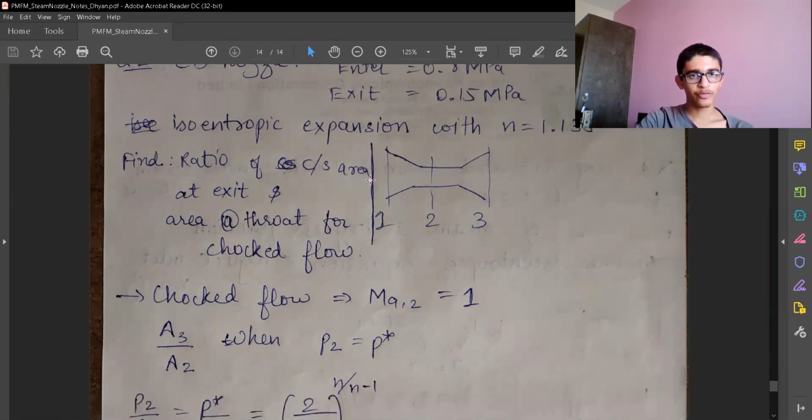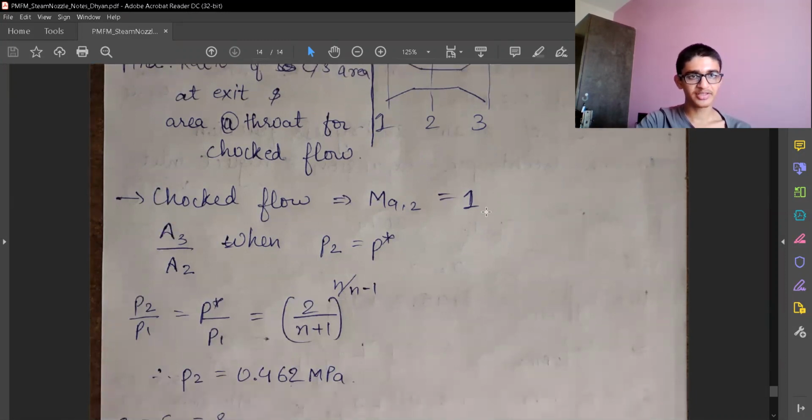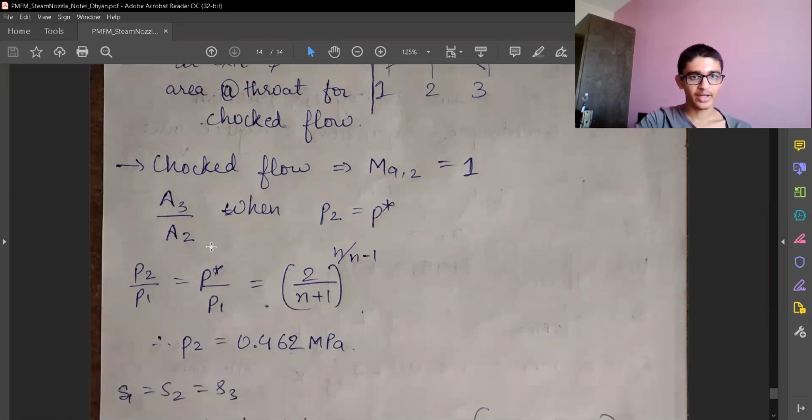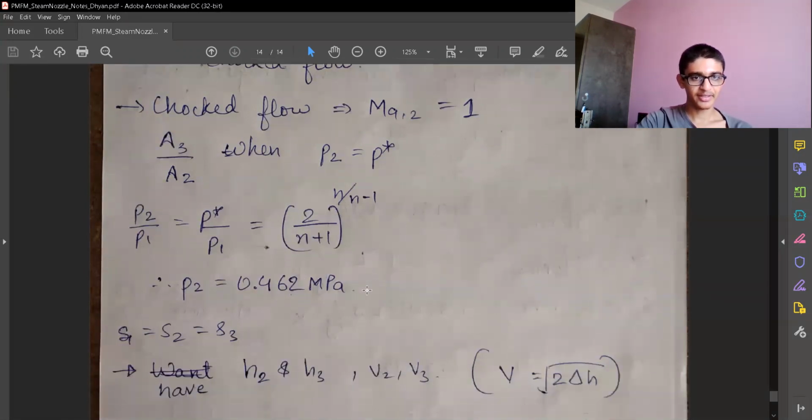We need to find the ratio of the cross-sectional area at exit and the area at throat for choked flow. So we need to find the ratio of cross-section at two points. One point is the exit, another point is the throat, where the choked flow should occur. Choked flow means my Mach number is 1. So we use this condition in the pressure ratio, and from the pressure ratio we can directly get the pressure.